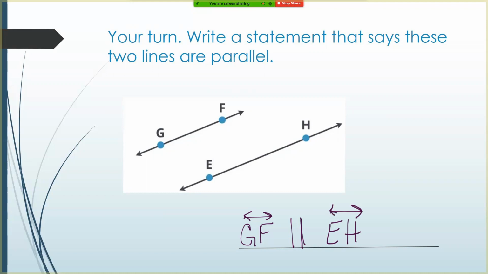I wrote that GF is parallel to EH. You could have said that line HE is parallel to line FG. You can switch the letters as long as F and G go together, and E and H go together. And again, it wouldn't matter what order you wrote them in. If you had E and H first and then G and F second, that would be okay.